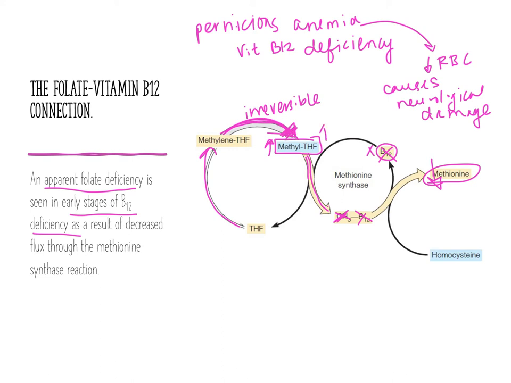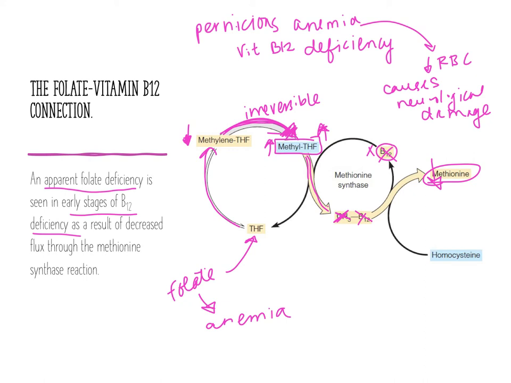regular methyl THF being made, because the step from methylene to methyl THF is irreversible, so your concentration of methylene THF is going down, and your methyl THF is going up, up, up. Now, how might this be connected to what is seen as a folate deficiency? Well, you need folate in order to make THF. And if you can't get all the way to methionine, then it can look like you have a folic acid deficiency, which is linked to certain types of anemia.